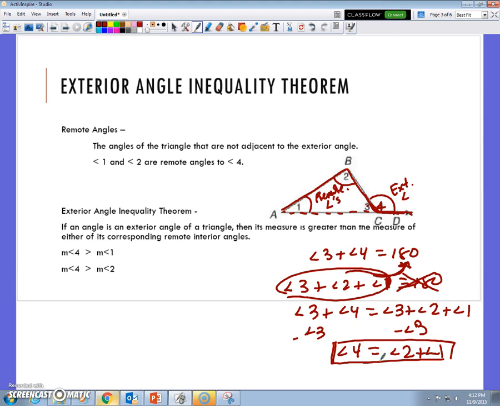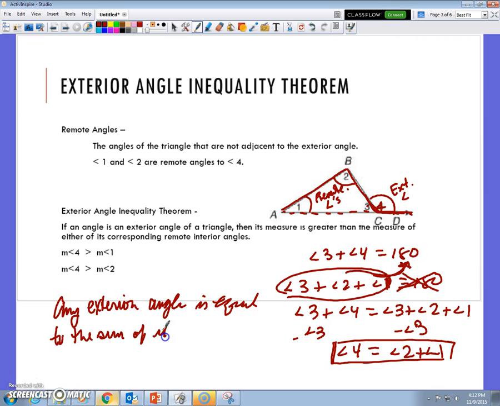In fact, I should probably write that down. Any exterior angle is equal to the sum of its remote angles.